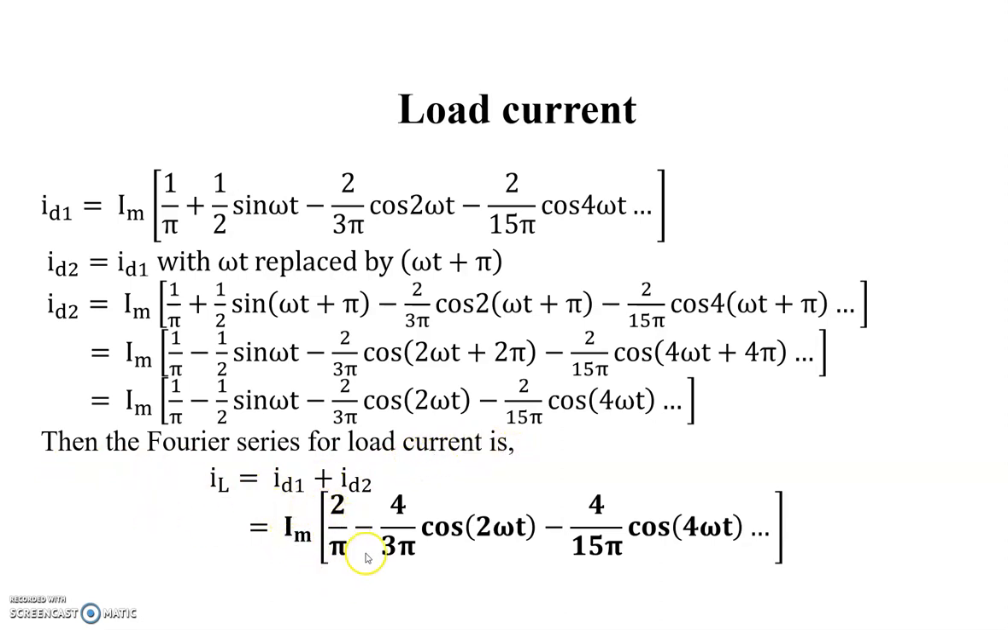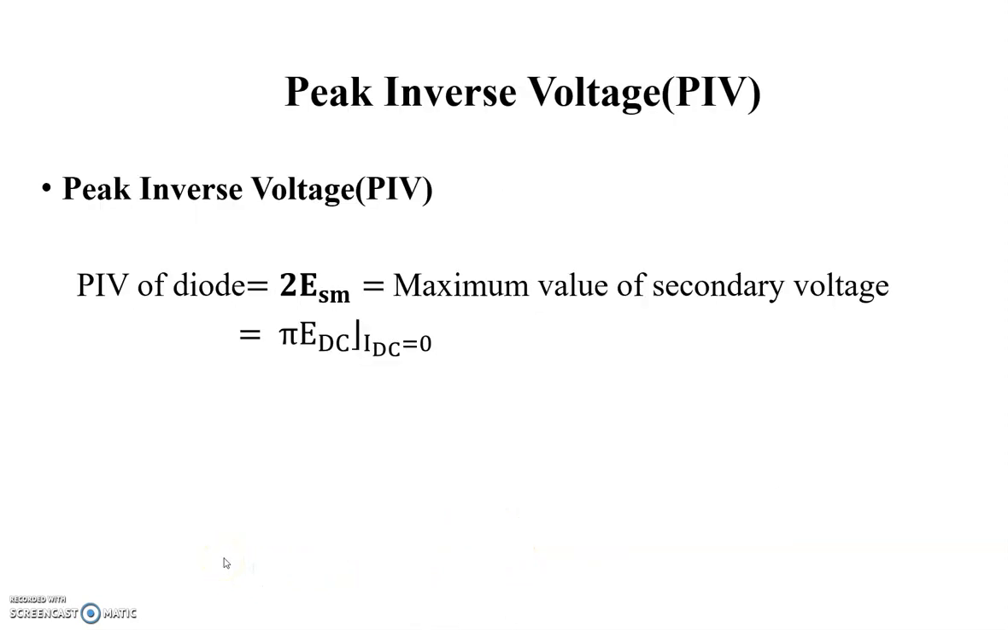Im into 2 by pi minus 4 by 3 pi cos 2 omega t minus 4 by 15 pi cos 4 omega t. Now the first term is represented as the average or DC value, while the remaining terms are ripple. So next we will move on to the peak inverse voltage.